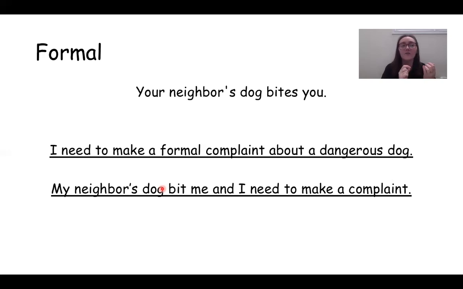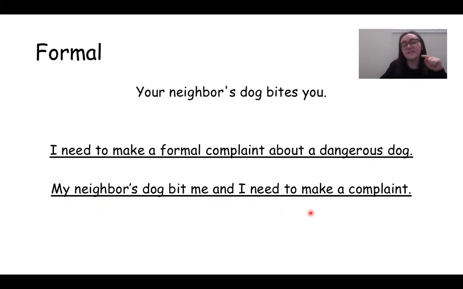I need to tell the city, right? I need to tell animal control. So your neighbor's dog bites you, right? And it's bleeding and you have to go to the hospital and get stitches. You would make a formal complaint to the city, right? Or to the animal control for the city. I need to make a formal complaint about a dangerous dog. Or you would say, my neighbor's dog bit me and I need to make a complaint. So that's how you would make a formal complaint.